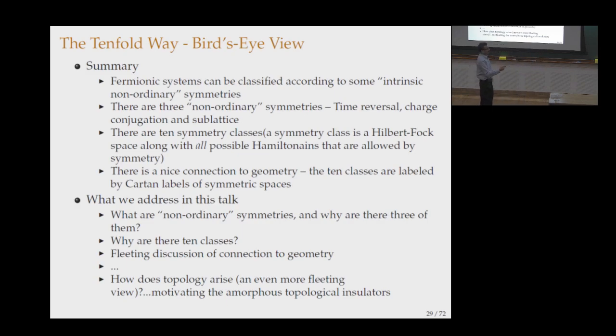And what I will try to show you is where these non-ordinary symmetries like time reversal, charge conjugation, and sublattice come from, right? Why are there 10 classes? I will just very briefly discuss the connection to geometry, etc. And then the question comes, how do these distinct topological phases arise once you know that there are these symmetry classes, and if I give a spatial dimension and a particular symmetry class, how can you decide whether there is a topological phase? So that's what I'm going to discuss.